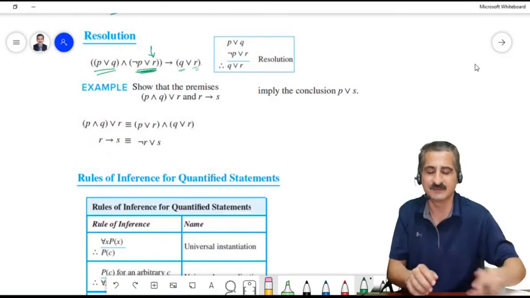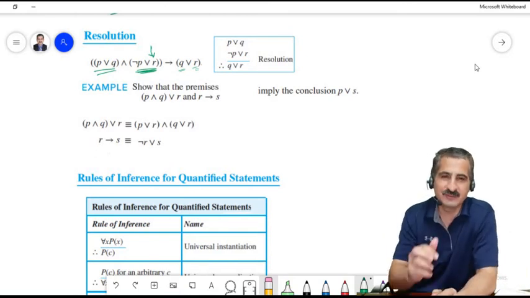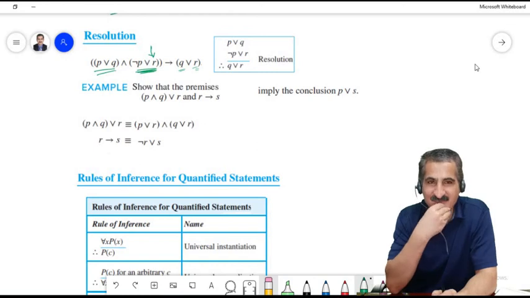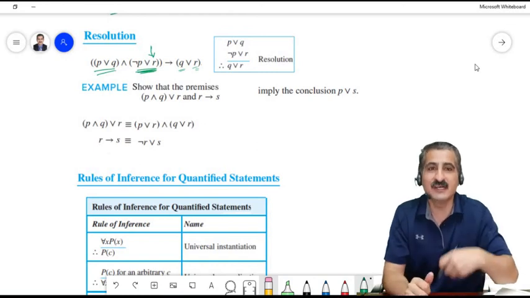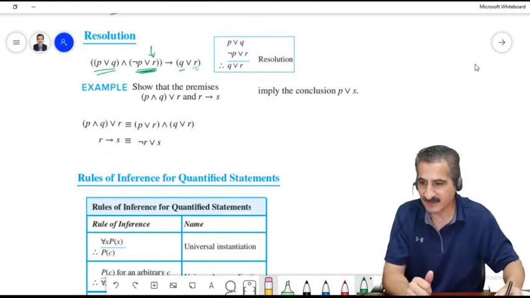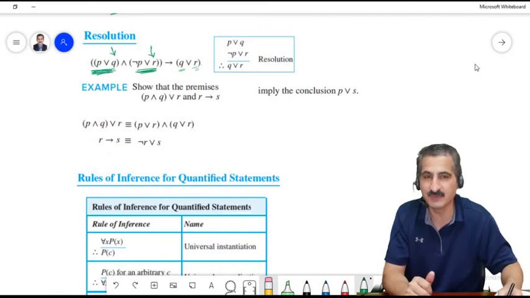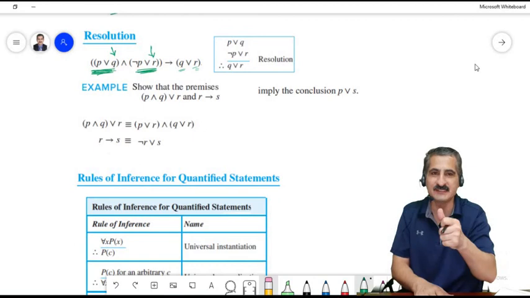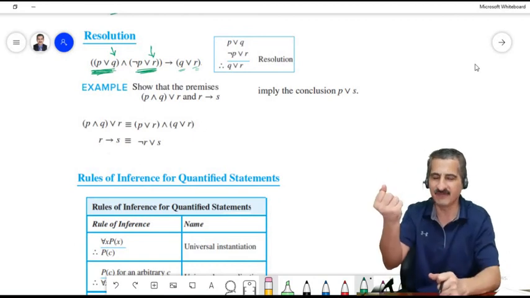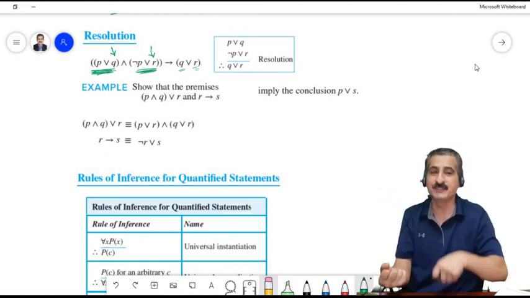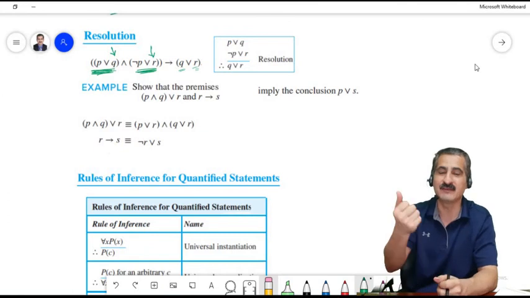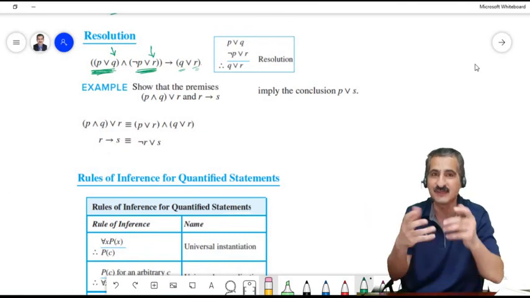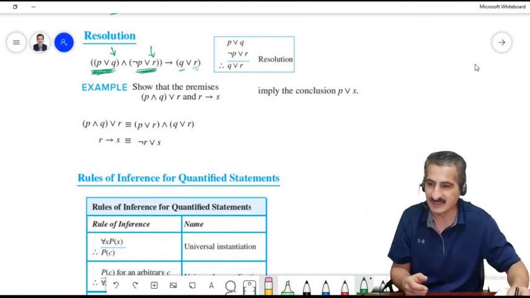So we must have R happening. Now, again, if P is not happening, then we must have Q happening. So we concluded, if P is happening, then we must have R in hand. If P is not happening, then we must have Q in hand. So we either have Q or R, and this is the conclusion.